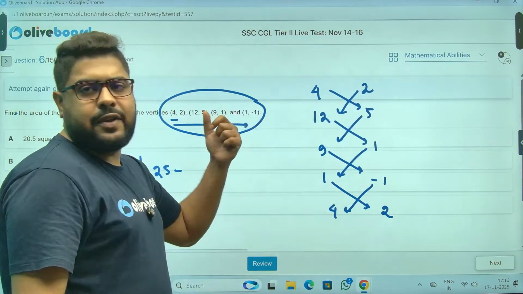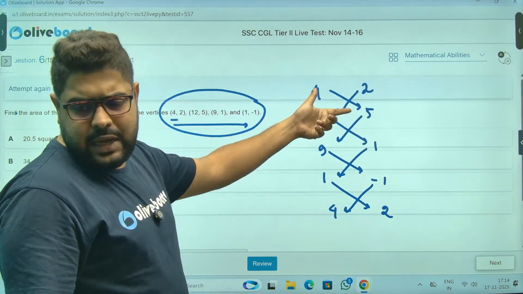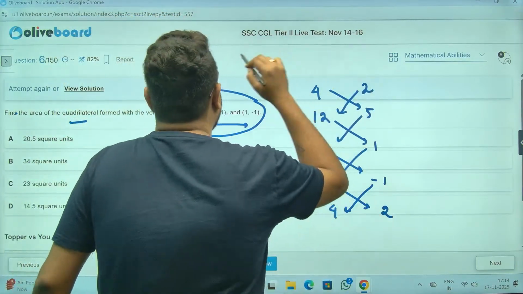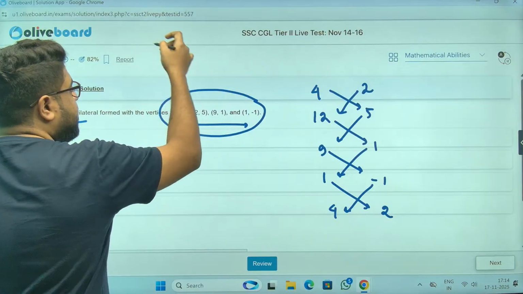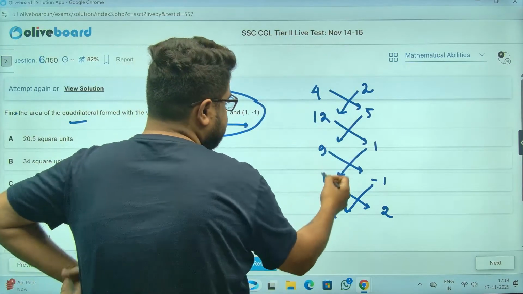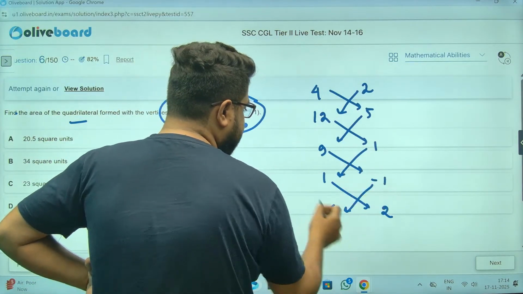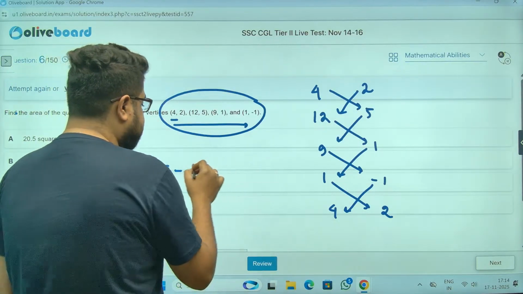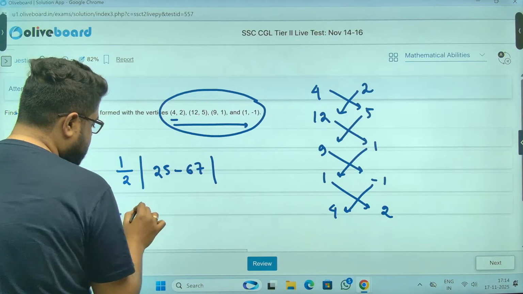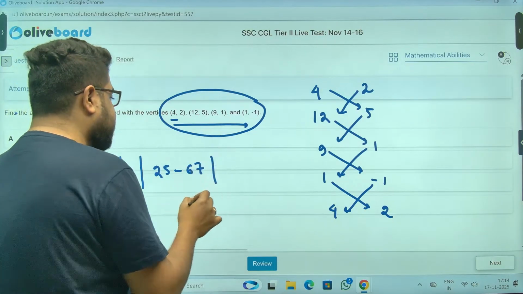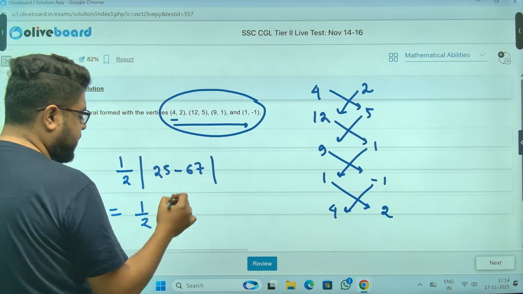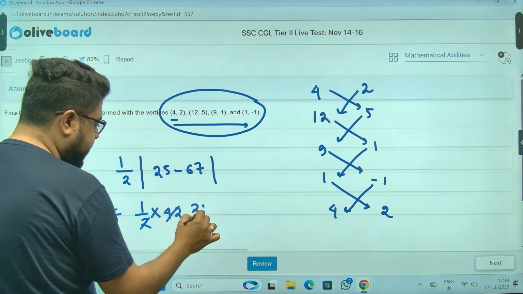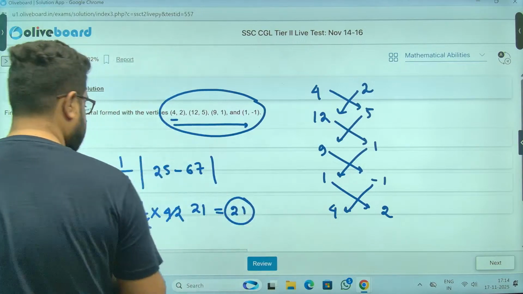24, 45. 24 and 45 will be how much? 45 plus 24, 45, 20, 65, 69. 69 plus 2, 71. 71 minus 4 will be 67. Look, I went blank. So half, and again modulus, so it doesn't matter. So 67 minus 25 is 42. So the answer will be 21.